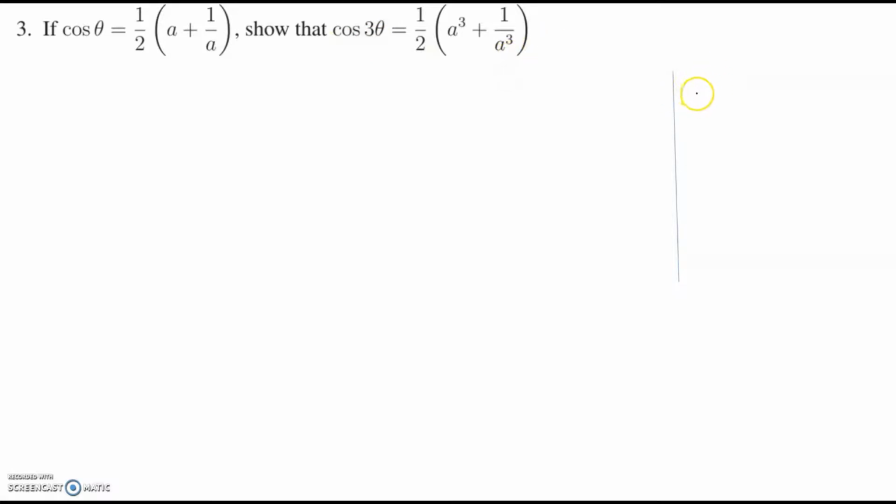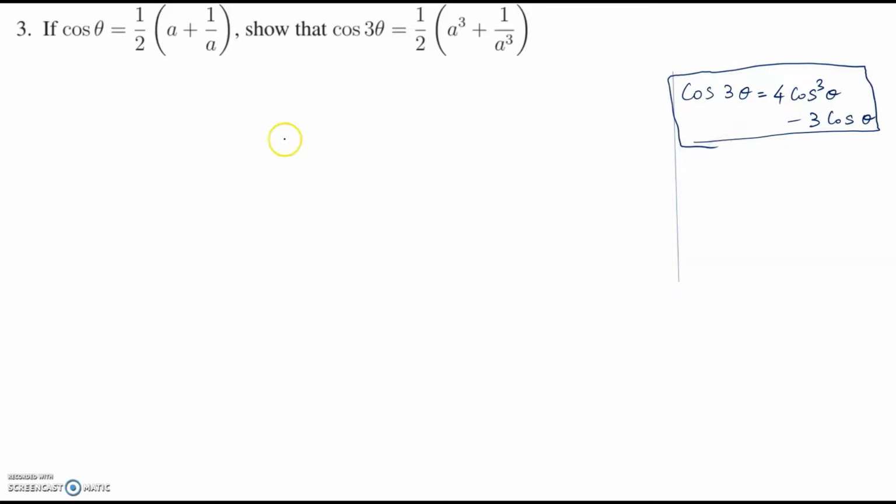Okay, so the formula that we would be using here is cos 3 theta is equal to 4 times cos cube theta minus 3 times cos theta. Okay, so this is the expression that we'll be using in this problem. So we need to find cos cube theta first. So to find cos cube theta, given cos theta is equal to half into (a plus 1/a).